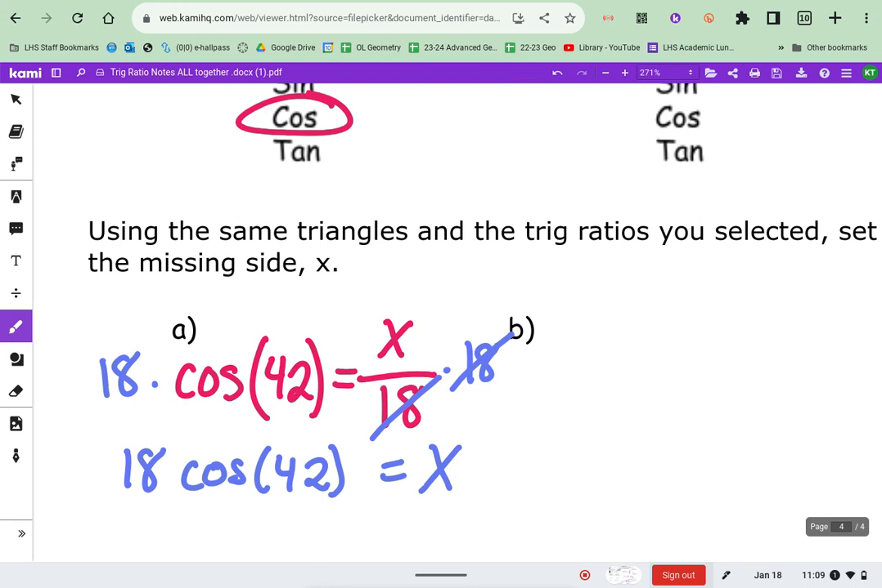Okay, so now in your calculator, you can just type in 18 and then cosine of 42 and then enter. And we'll just round to the thousandths place, so 13.377. So X is equal to 13.377. Okay, so let's do another one.